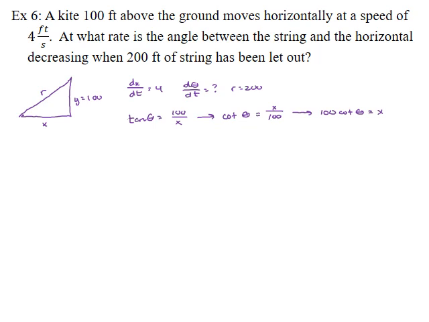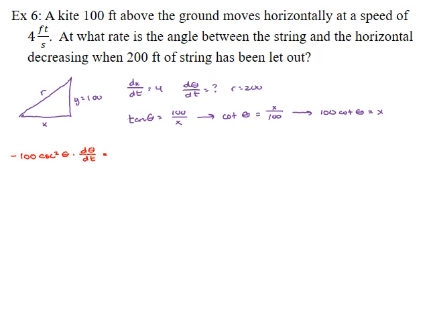Now I'm going to take my derivative. 100 is just a constant. From the trig section, the derivative of cotangent is negative cosecant squared theta. But since we're doing related rates, you have to pick up the d theta/dt term.